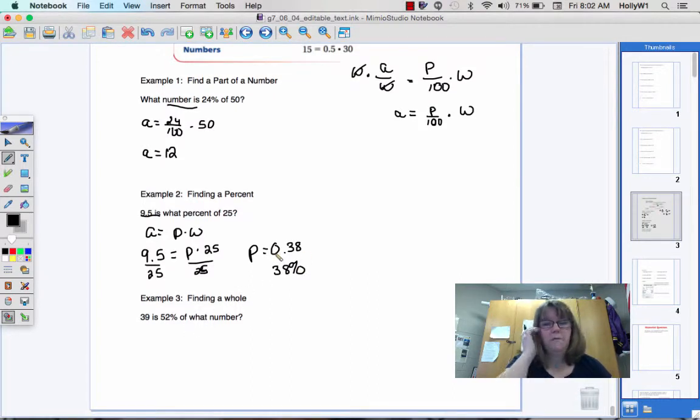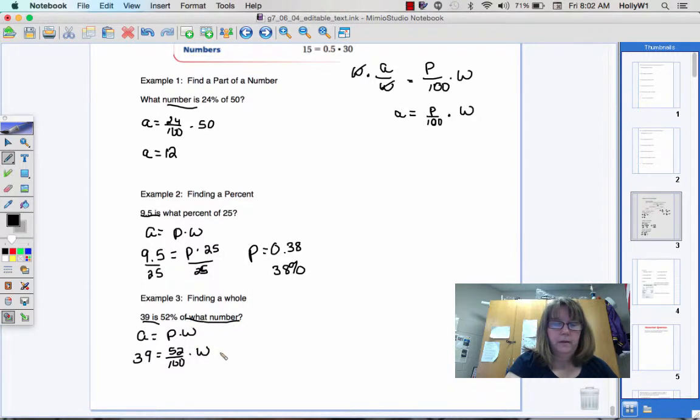Okay, example 3, finding the whole. 39 is 52% of what number? Okay, so the part is equal to the percent times the whole. So 39 is the part, and that is equal to the percent. We can think of that as 52 over 100 times of what number? Well, that's our variable. So we rewrite this as 39 is equal to, in decimal form, 0.52 times W. Then we divide both sides by 52 hundredths. And we end up with W is equal to 75.